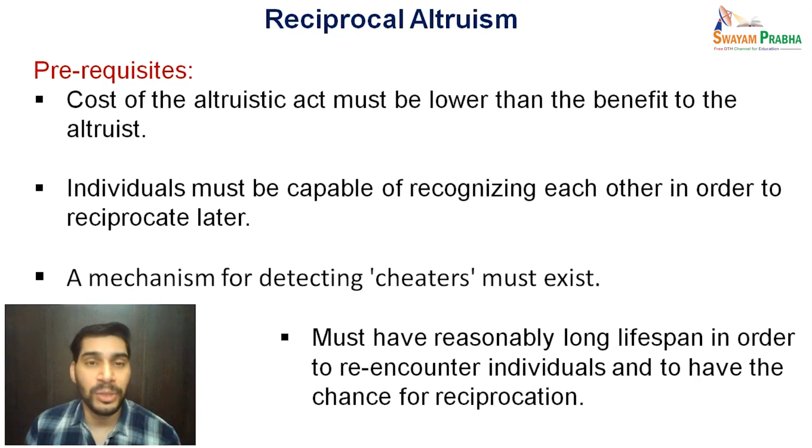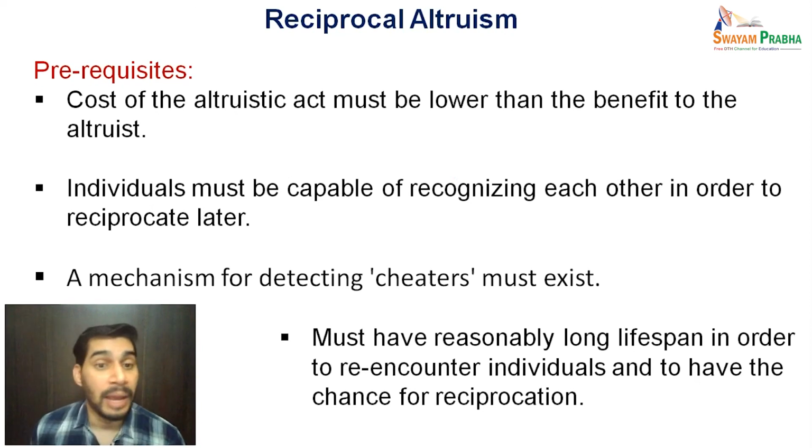There are some prerequisites for reciprocal altruism. The cost of the altruistic act must be lower than the benefits to the altruist. Individuals must be capable of recognizing each other in order to reciprocate later. So in a group, one should recognize who showed the altruistic behavior, or who sacrificed his life or reproductive success for me, so that I can reciprocate him or her in the later part of life.